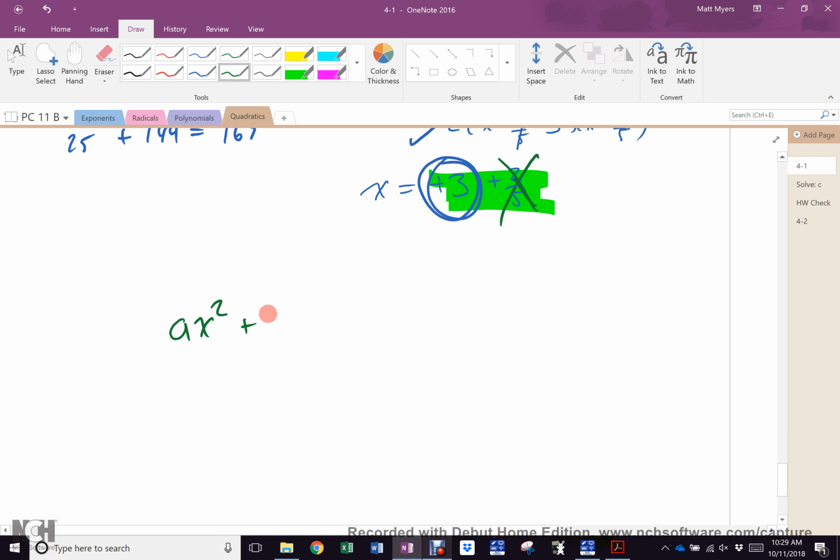ax squared plus bx plus c equals 0. Right? If you're from another country, you're using the thing that I'm going to teach you in a couple of pages. If you're not from that other country, you solve this by factoring that. Everybody cool? Yeah? Going once, going twice, going thrice.